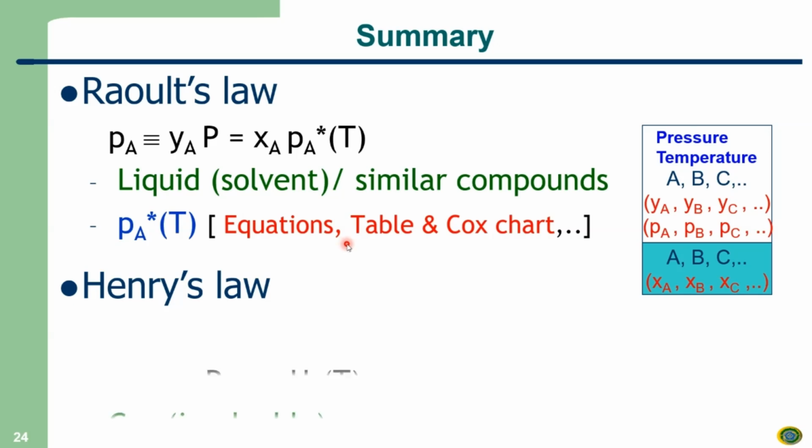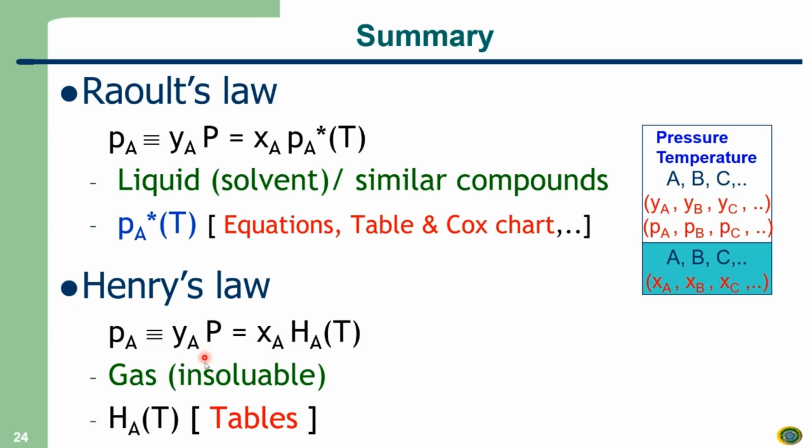Okay, so this is Henry's law. Normally, Henry's law is applied to gases which are not easy to condense, so we say insoluble. For example, carbon dioxide and oxygen. So normally you use Henry's law in this two-phase system. But if you have water or alcohol, then you use Raoult's law in this system. So this is Henry's law.